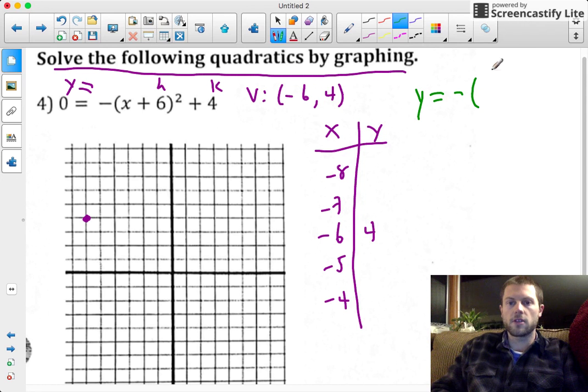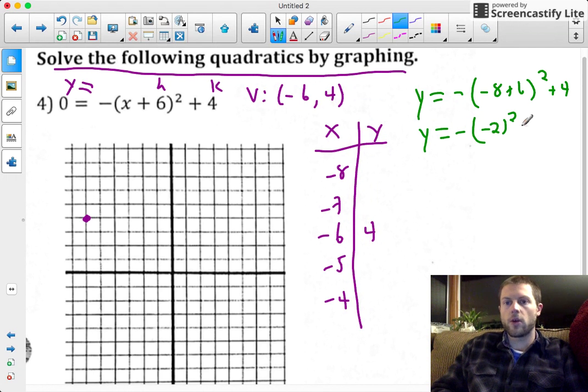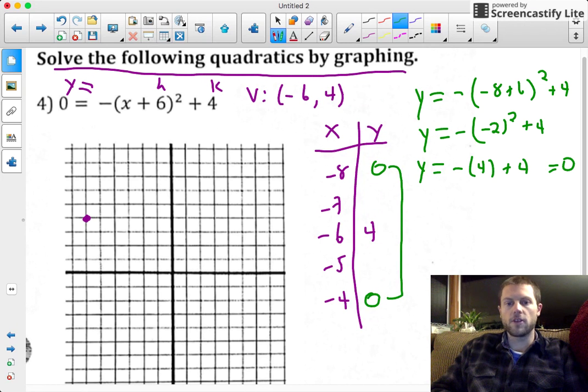I have to be careful with my negative sign here: y equals negative (negative 8 plus 6) squared plus 4. So that's going to be y equals negative, this becomes a negative 2 squared plus 4. Now here I have to be a little careful with PEMDAS. I'm going to evaluate the exponent first and then take the negative of whatever that is. So I've got y equals negative 4 plus 4, or 0. Remember, the nice thing about quadratics is I have some symmetry here, so this is going to be the same as this value here. If you don't believe me, go ahead and plug it in.